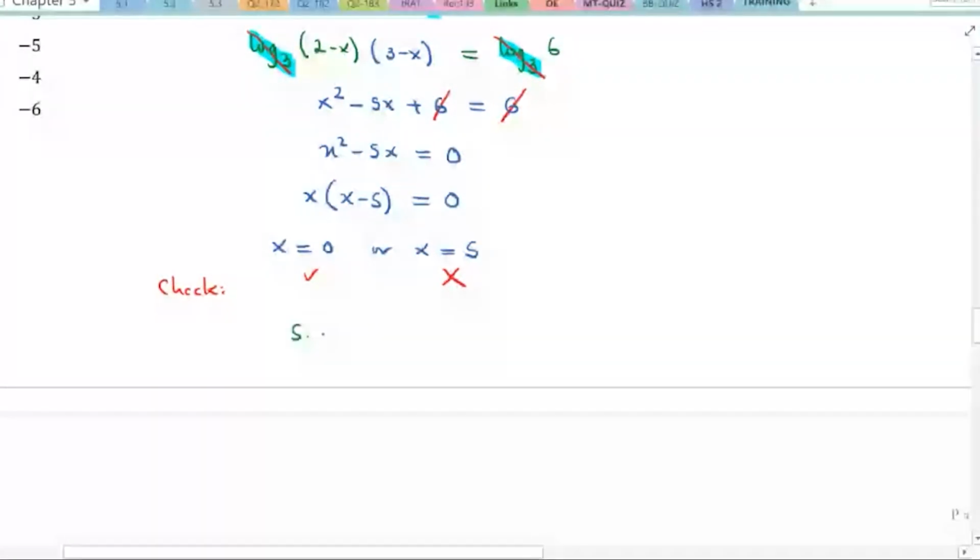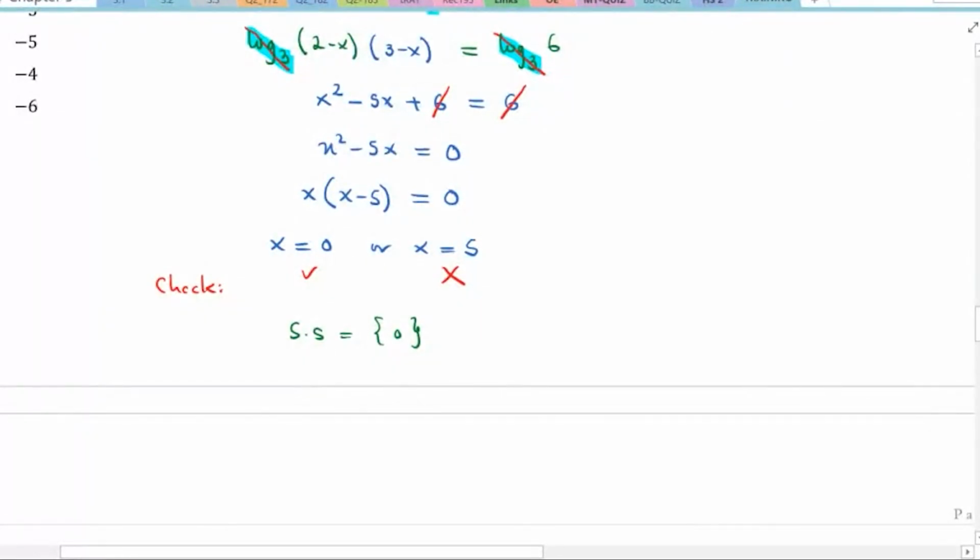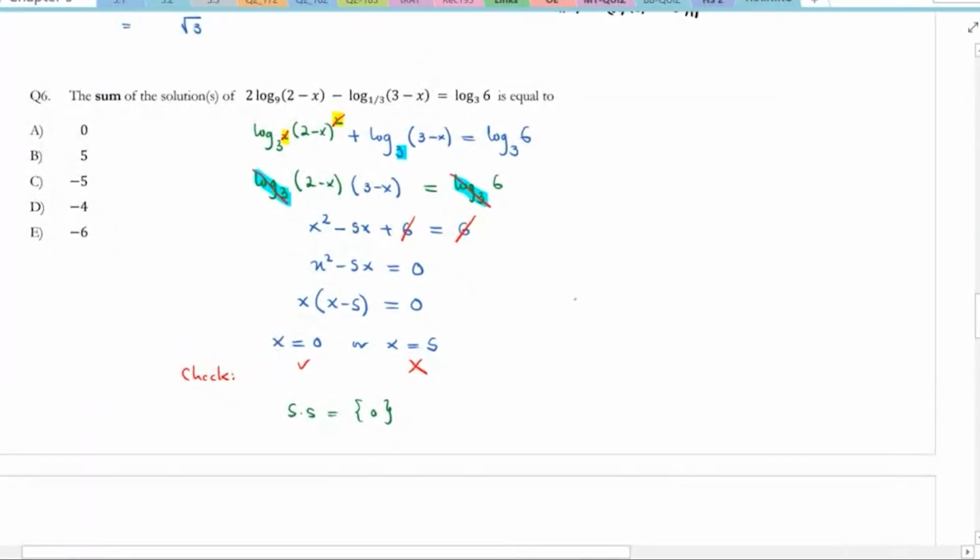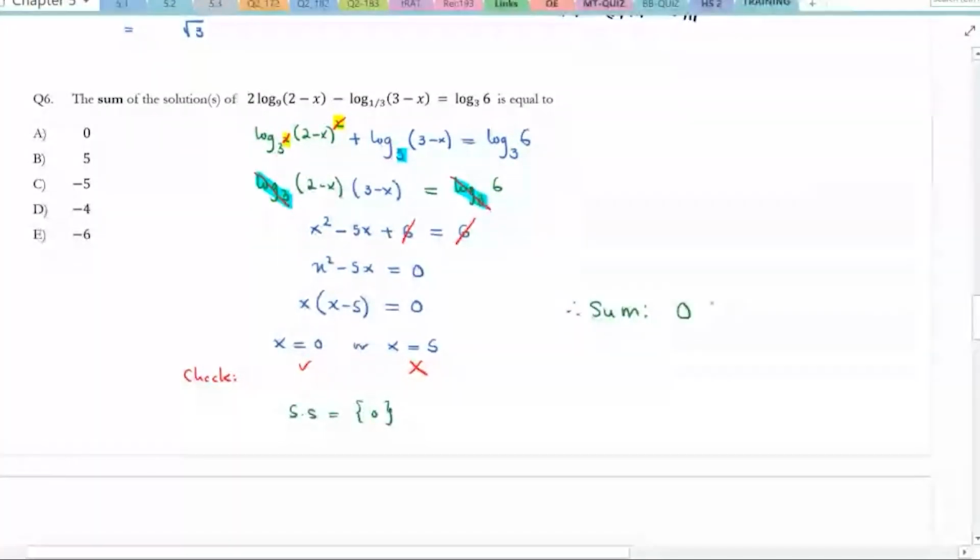solution. So therefore, the solution set is going to be equal to {0}. Now the question asks for the sum of the solution. Therefore, the sum shall be equal to 0 as well.